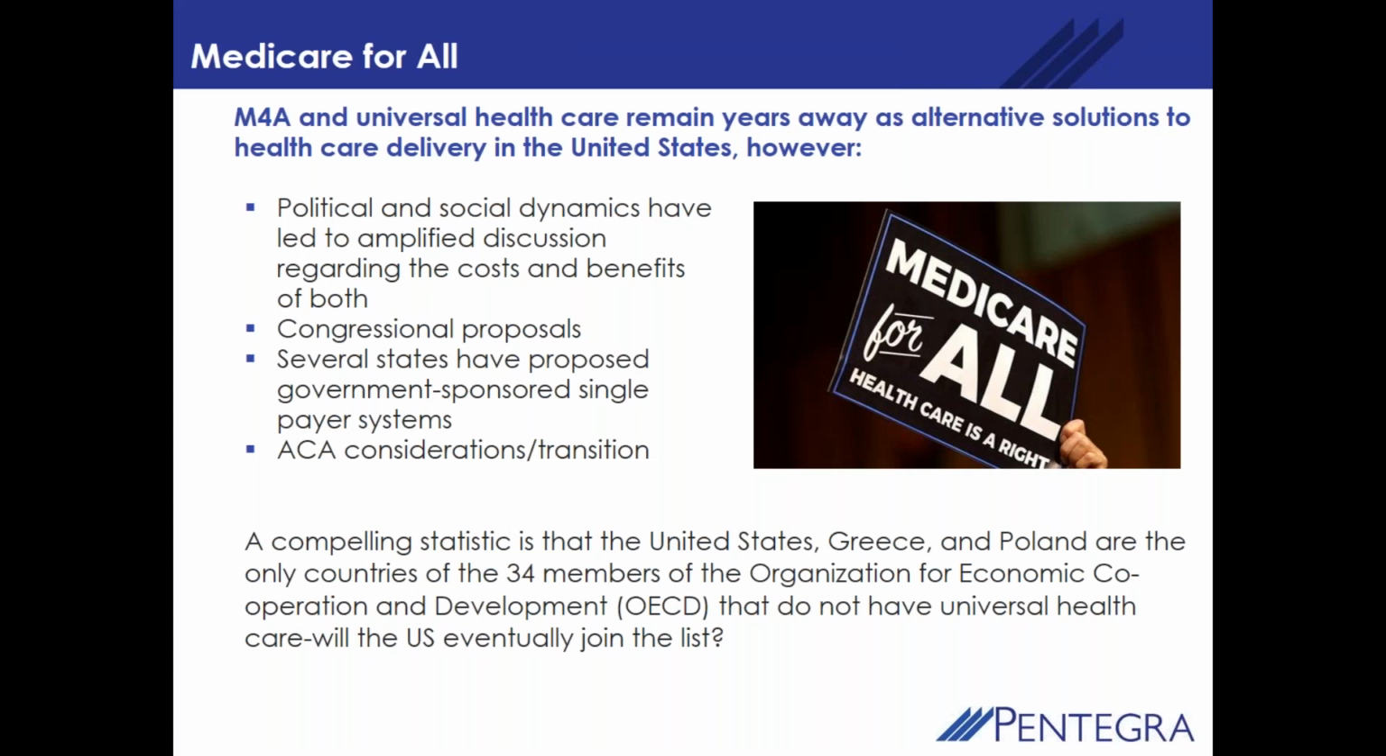Finally, if we look at the OECD countries, there are 34 members. There are only 3 countries that don't have universal health care. That's Greece, Poland, and the United States. So will the U.S. eventually join the list? That's to be determined. Okay.